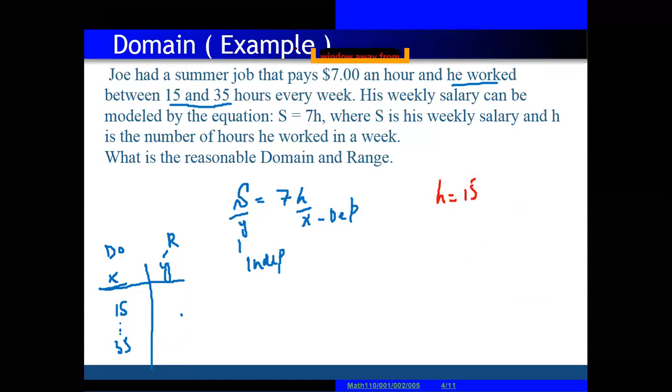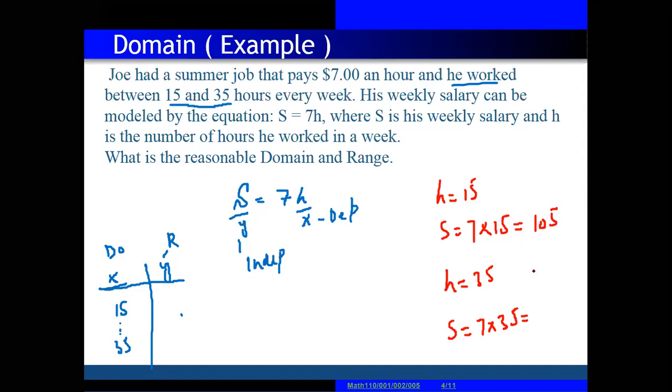Range values: if you put H is equal to 15, what will this function give you? This function gives you S is equal to 7 multiplied by 15, which is 105. If you put the highest value, 35 hours, what will this function give you? 7 multiplied by 35 equals 245. These are the range values.